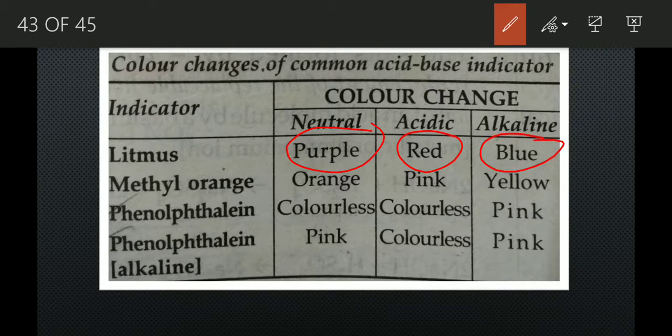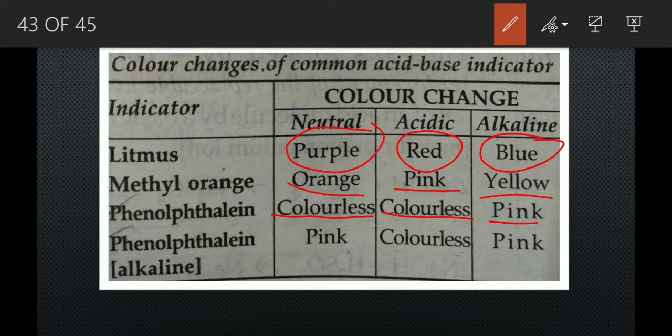In case of methyl orange, in neutral, it shows orange color. Whereas in acidic, it shows pink. And in alkaline solution, it shows yellow. In case of phenolphthalein, in neutral, it shows no color. That means it remains colorless. In acidic also it remains colorless. But in case of alkaline solution, it becomes pink.